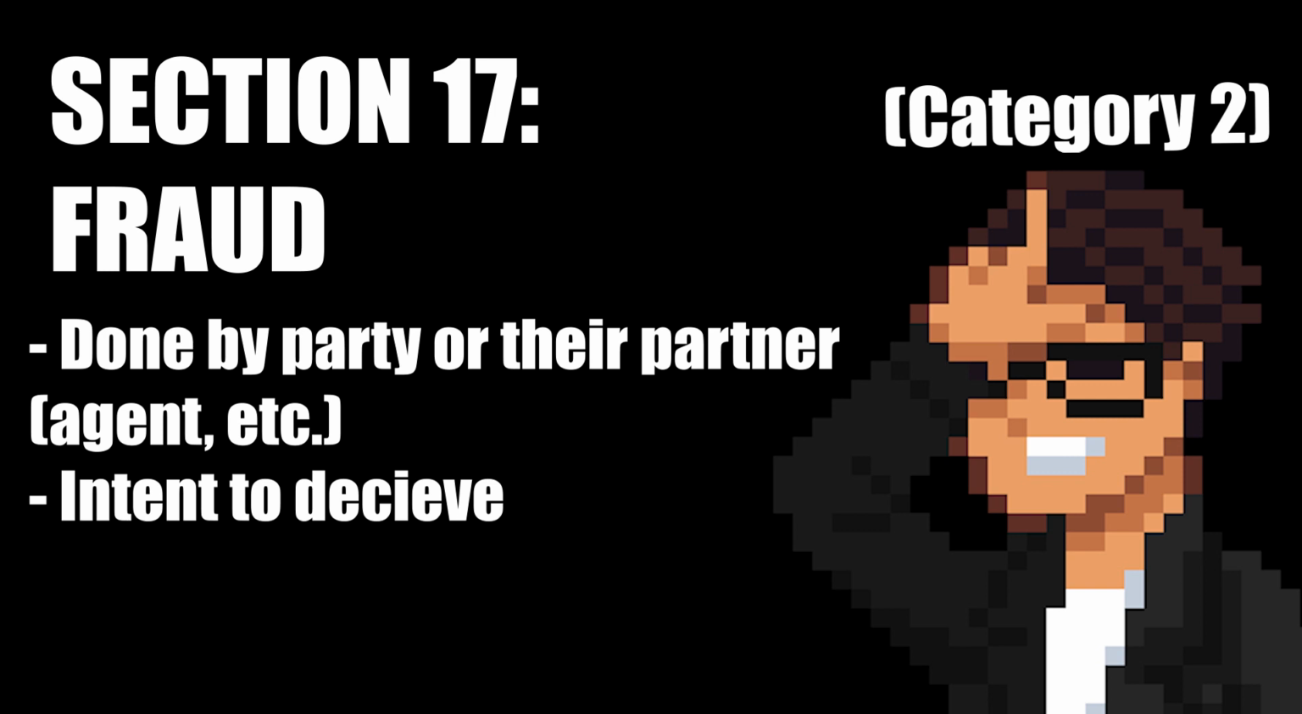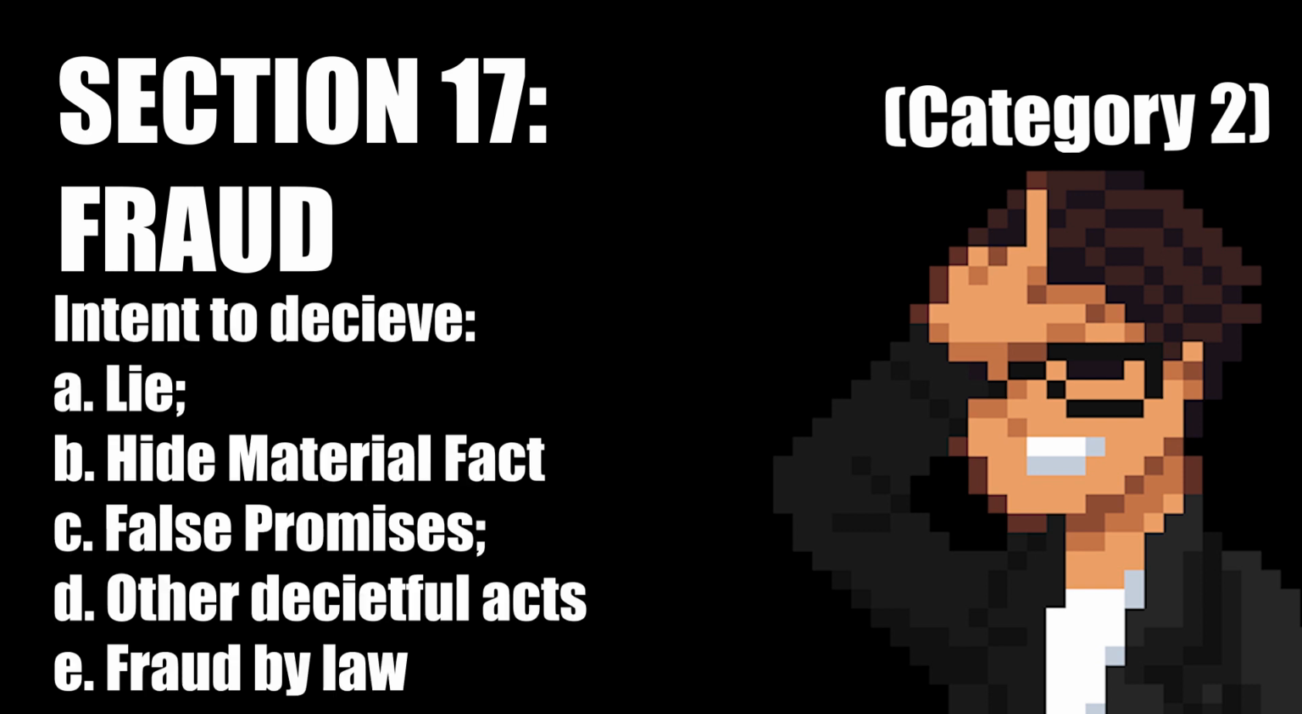Now part number 2 states that it should be with the intention to deceive the other party, and gives us 5 circumstances where it will apply. Circumstance number 1, you lie. Number 2, you hide some material fact. Number 3, you make promises without the intention of fulfilling them. Number 4, it's basically any other act you do to deceive the person. Number 5 is any acts which are declared fraudulent by law.